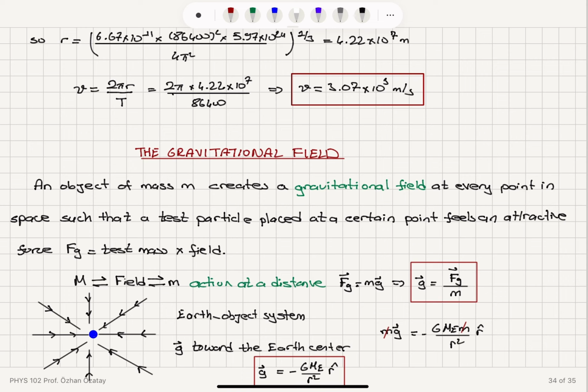And then finally, we talked about the concept of gravitational field, which is another way of looking at this gravitational force. Gravitational force comes from the interaction of a test mass with the gravitational field created by an object. That's called action at a distance. And this gravitational field is precisely equal to our gravitational acceleration, Fg divided by m.